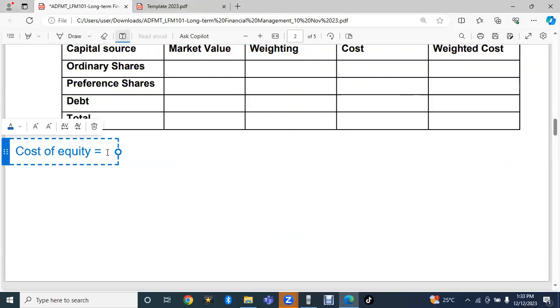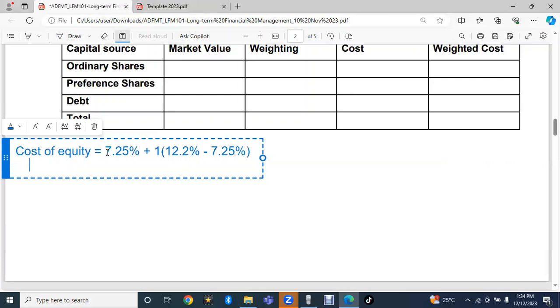Okay, so the cost of equity, or you can say cost of ordinary shares, equals RF, which is given at 7.25%, plus the company beta of 1 into RM. RM is the market return or market portfolio return, which is given in the question at 12.2%, minus the RF risk-free rate, which is 7.25%. Now from here you can just punch your calculator, but let us do it step by step. So we have 7.25% plus.